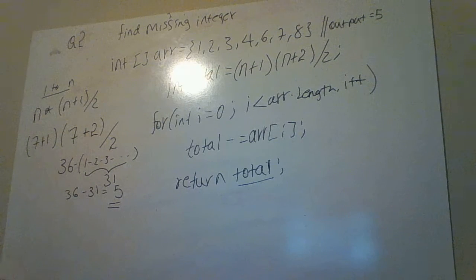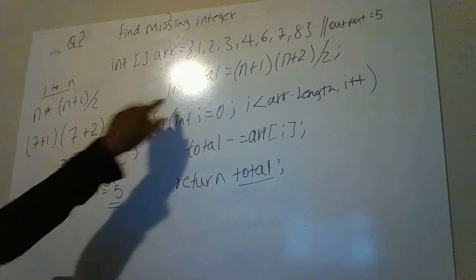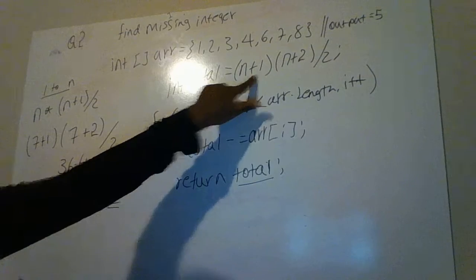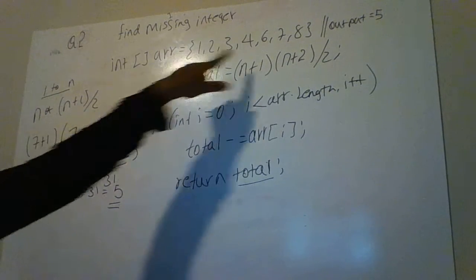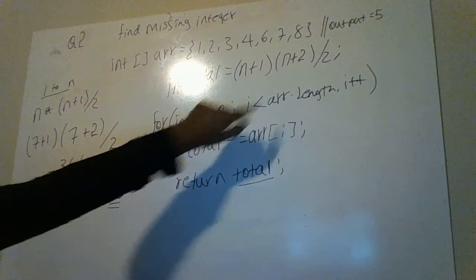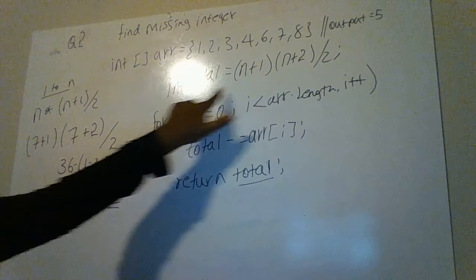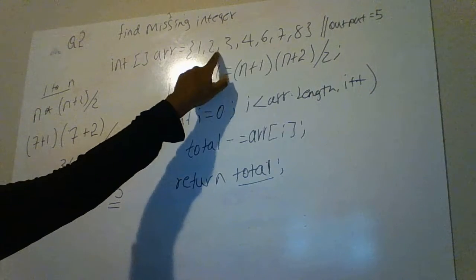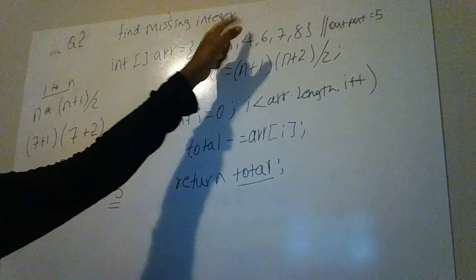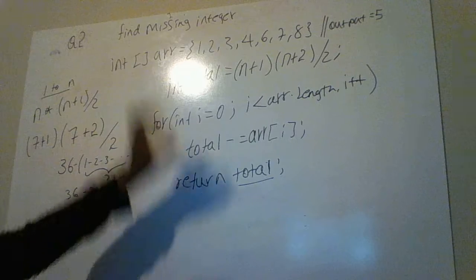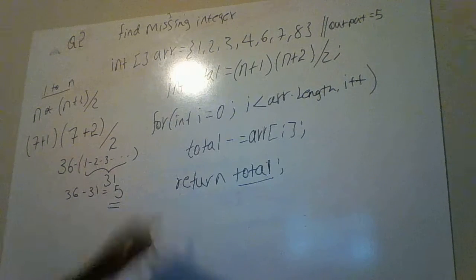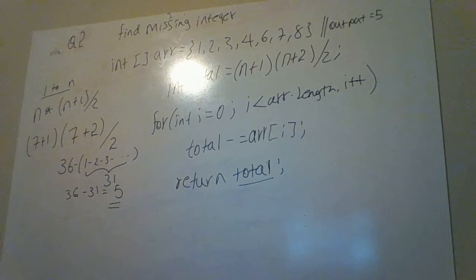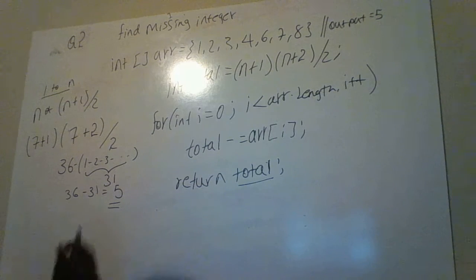I hope that makes sense. So we're using this formula, but we adjust it a little bit. We add 1 instead of just n, because we're missing one number here, and then n plus 2, and that would give us the total of this array. And then we're going to subtract each number from the total, and whatever is left after subtracting each would be our missing number. I hope that makes sense.